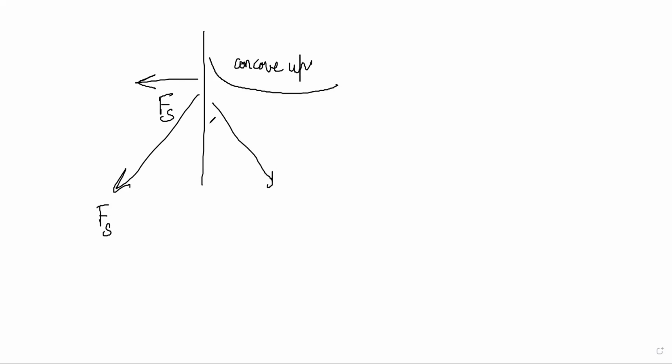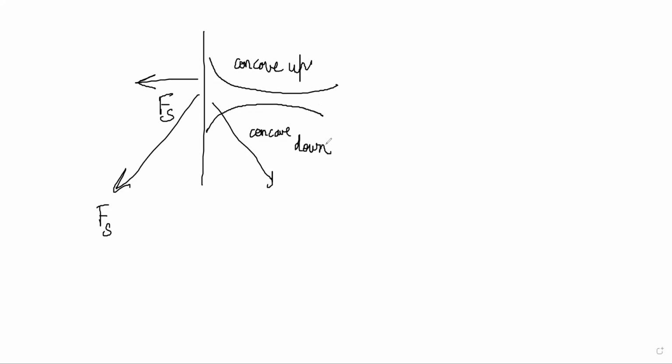If the resultant passes through the solid, the surface is concave up. So if the resultant force is passing through the solid, the surface will be concave up. This is concave up. And if the resultant is passing through the liquid, it will be concave down. So that is what he's explaining here.